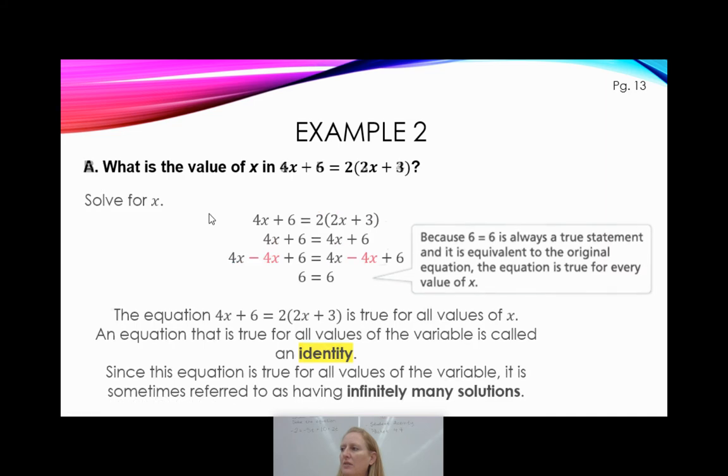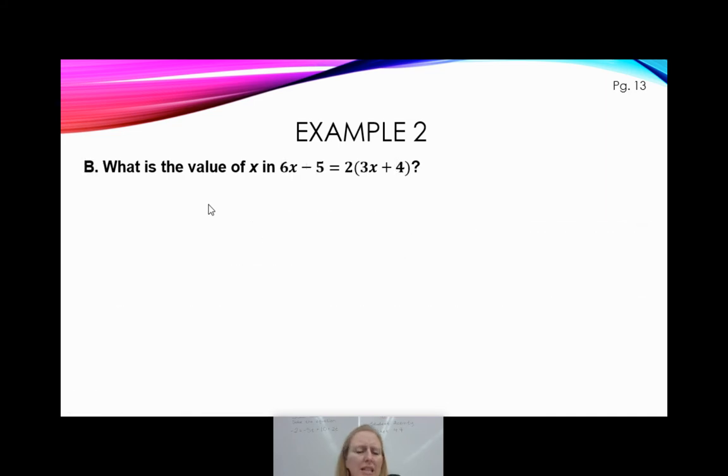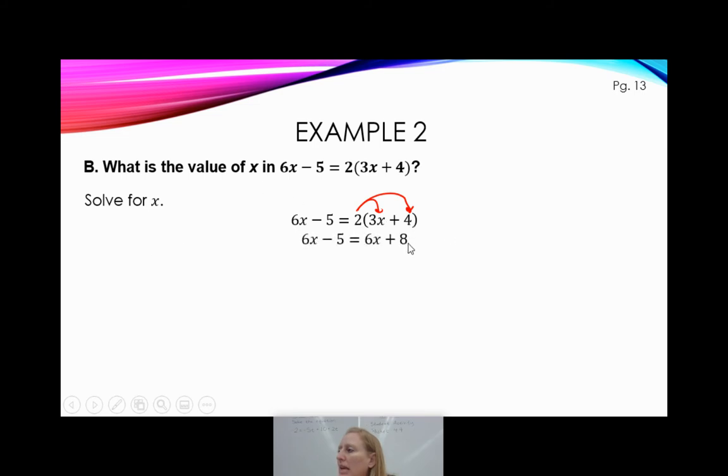Let's look at a slightly different situation though. Let's look at this next one on part B. What is the value of x in 6x minus 5 equals 2 times 3x plus 4? Again, I'm going to solve for x. I'm going to distribute my 2, using my distributive property. 2 times 3x is 6x. 2 times 4 is 8. Again, I'm going to collect my variables on one side, so I'm going to subtract 6x from both sides.